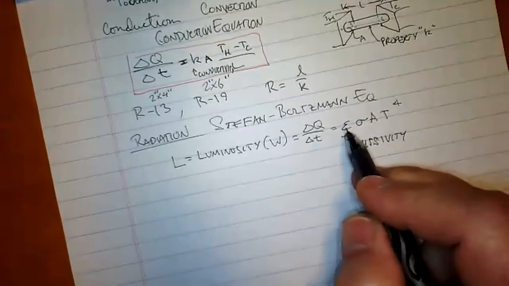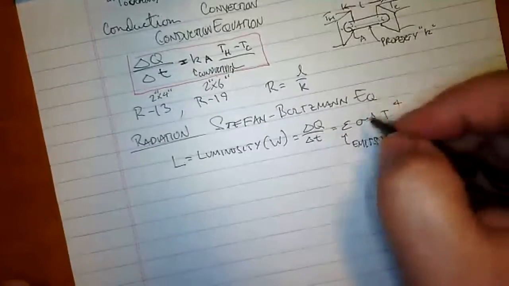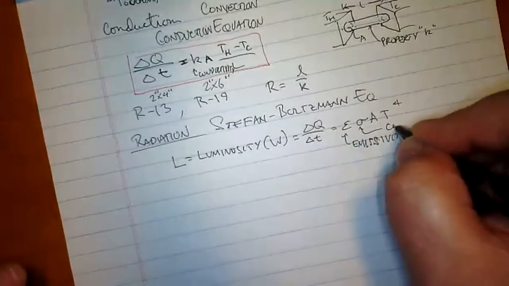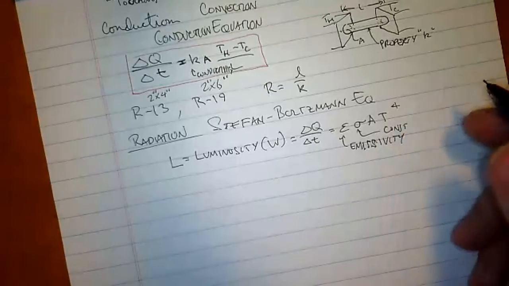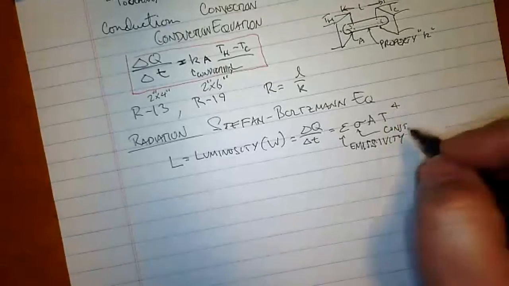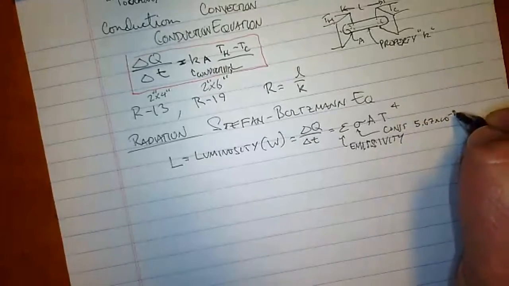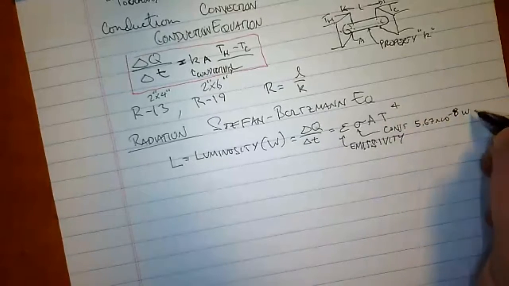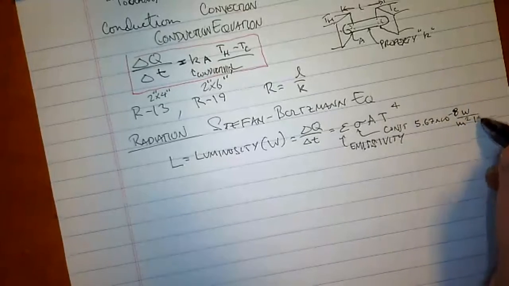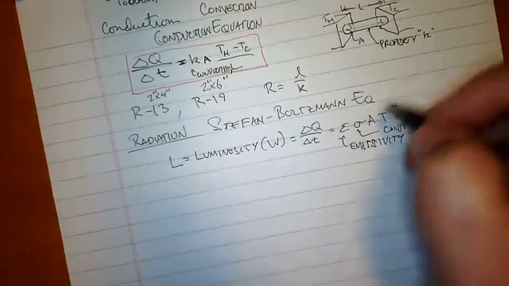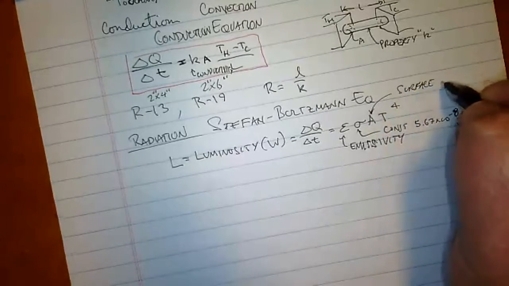Okay. For a black hole, for instance, this would be 1. That's a perfect emitter, but normally it's going to be something less than 1. This is the Boltzmann constant, which you can, of course, look up, but it's 5.67 times 10 to the -8. And that's watts per square meter per Kelvin to the 4th. And this is the surface area.